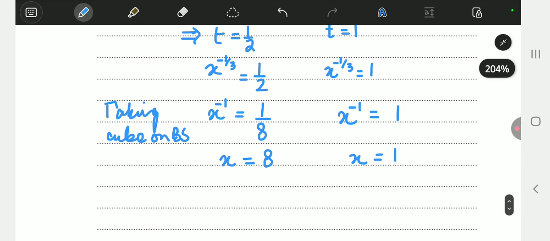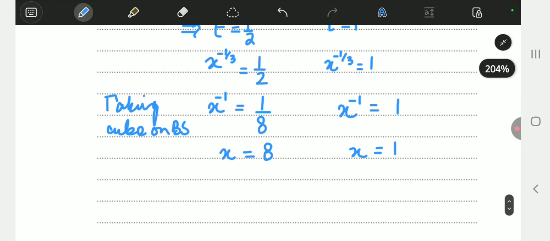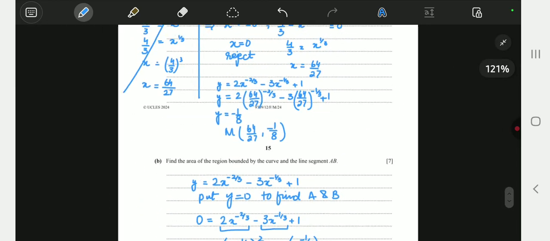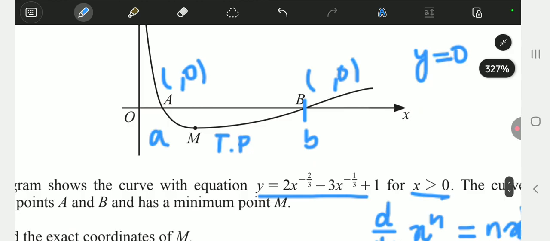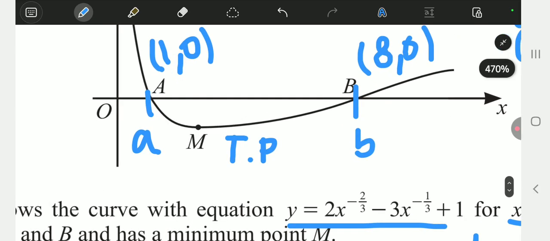So these are the two x values. You can clearly infer from this that this is 1 and this is 8. So point A is (1, 0) and point B is (8, 0). Obviously we don't need the coordinates of A and B, we just need the A and B values, and that we get to be 1 and 8.